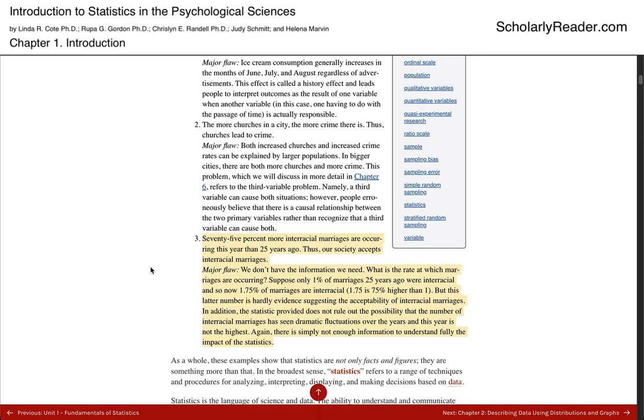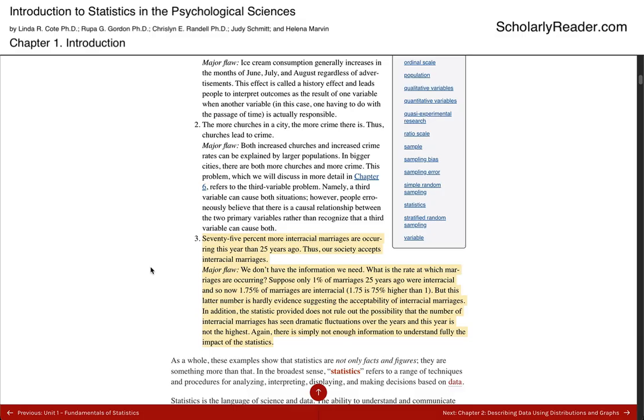Example 3. 75% more interracial marriages are occurring this year than 25 years ago. Thus, our society accepts interracial marriages. Here's the flaw. We don't have the information we need. What is the rate at which marriages are occurring? Suppose only 1% of marriages 25 years ago were interracial, and so now 1.75% of marriages are interracial. 1.75 is 75% higher than 1. But this latter number is hardly evidence suggesting the acceptability of interracial marriages.